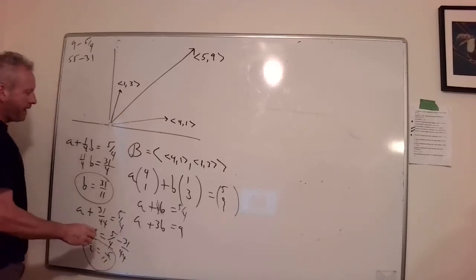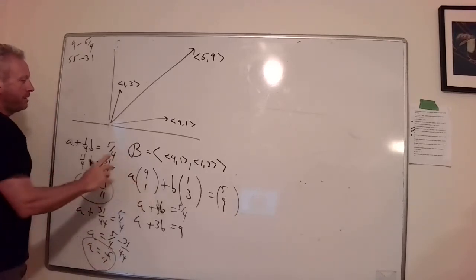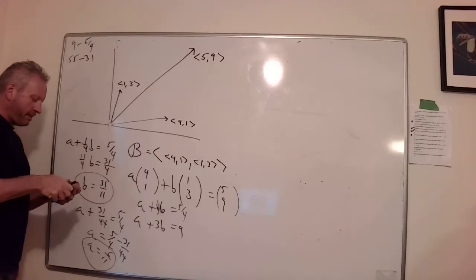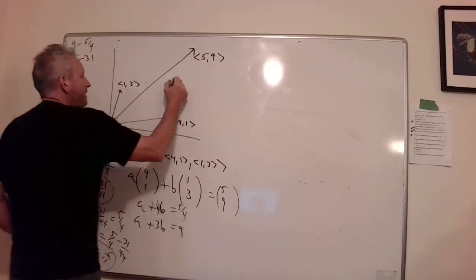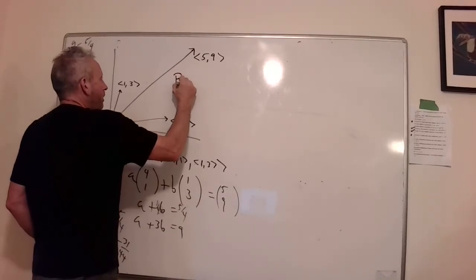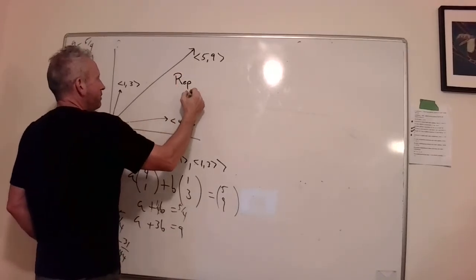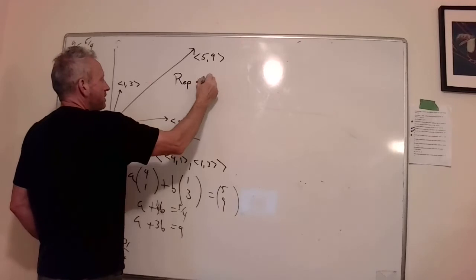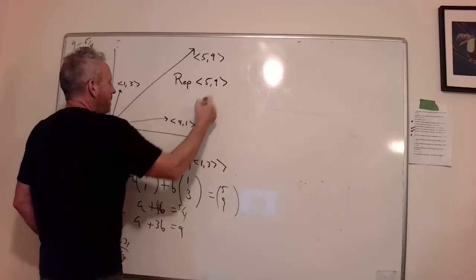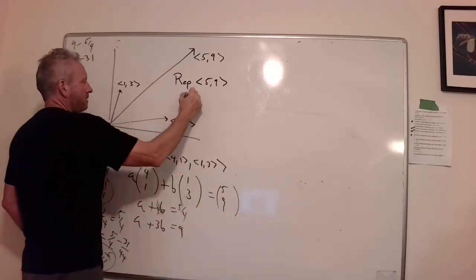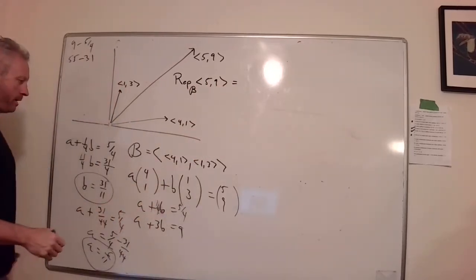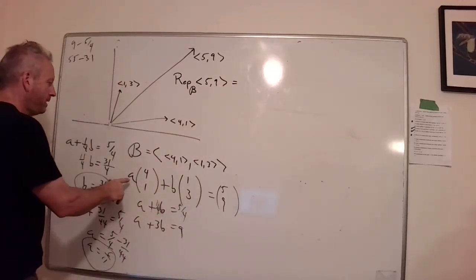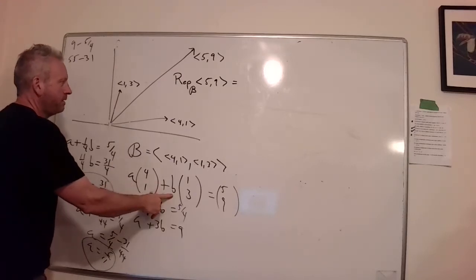Now, that was kind of a lot of algebra to get the a and the b here. Now, how do we write all this down? Here's how we write it. We say that the representation of this vector with this basis is equal to this a and this b.